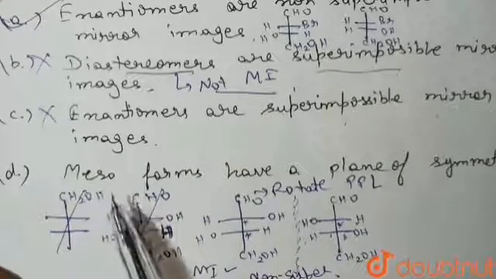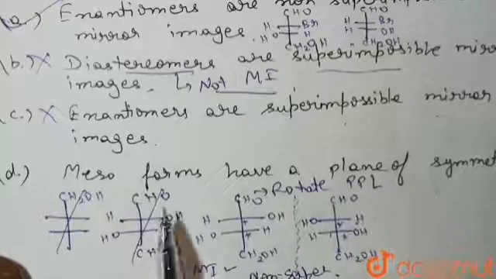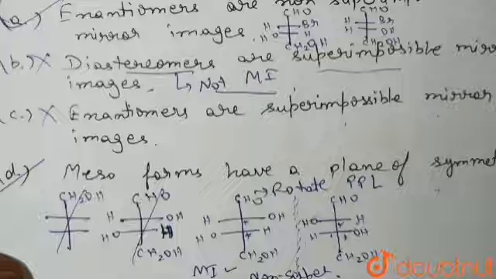Last is, meso forms have a plane of symmetry. So we know this is the right statement, because meso forms do have a plane of symmetry. And what are meso forms? Meso forms are compounds which are optically inactive but have a minimum of 2 chiral centers, and in spite of having 2 chiral centers they are still optically inactive because of the plane of symmetry.